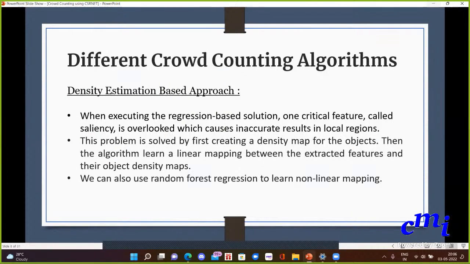To avoid this, researchers developed density estimation-based approaches, which integrate saliency while learning. They first create a density map for object and learn a linear mapping between features in local region and its object density map. We can also use nonlinear mapping learned by random forest regression.